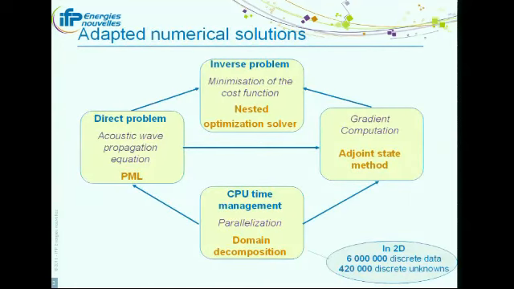So we have developed a code in 2D. We are working on the 3D version. So in 2D, I will present you an example where we have 400,000 unknowns. In 3D, it will be about 1 million unknowns. Our objective function is ill-conditioned, so this calls for adapted numerical solutions.